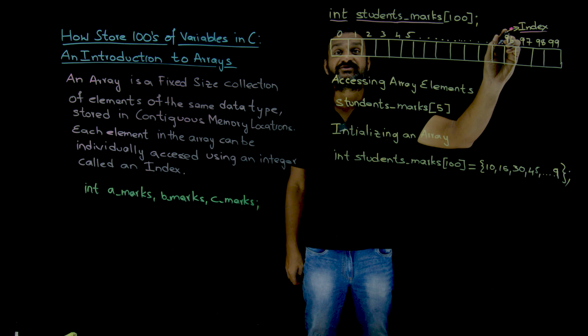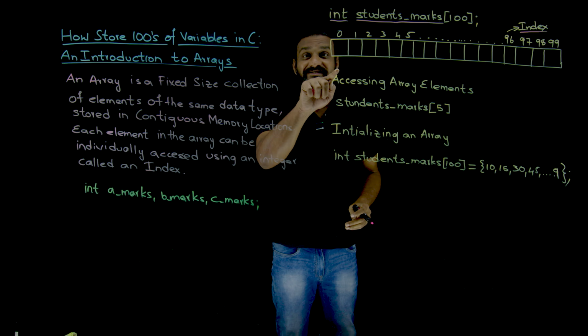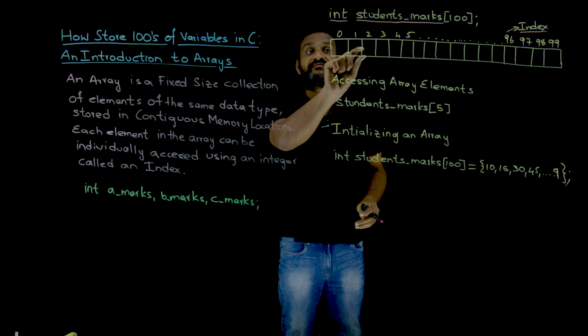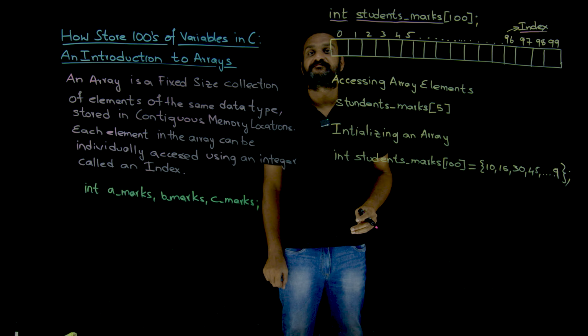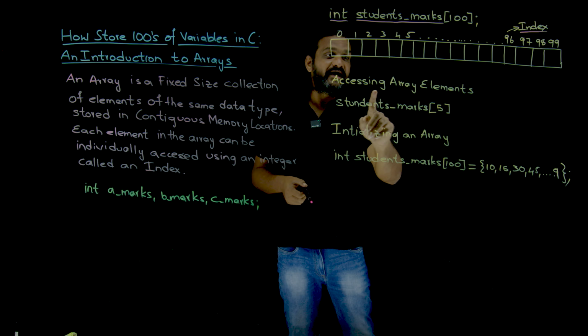This is the index of an array. By using this index, we can access a particular element within this array. Okay, so now, accessing array elements.